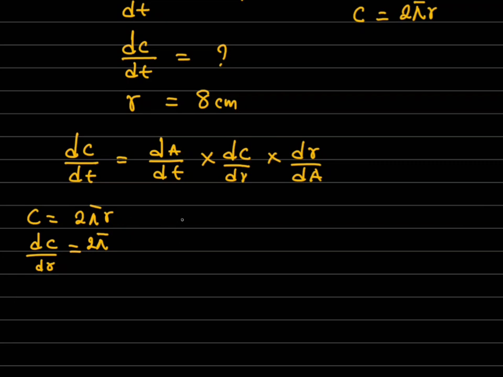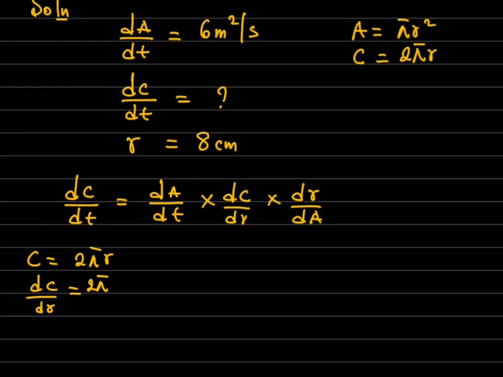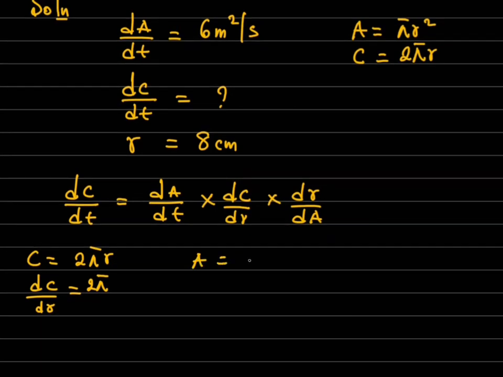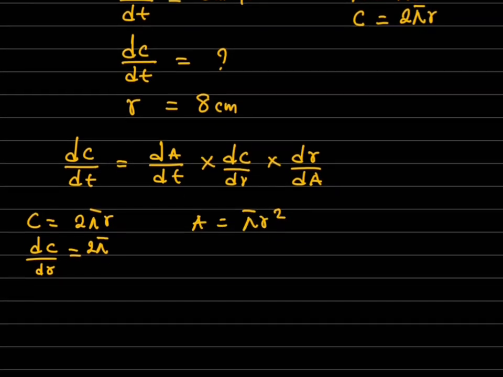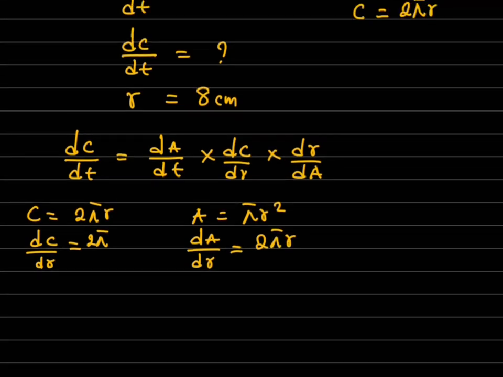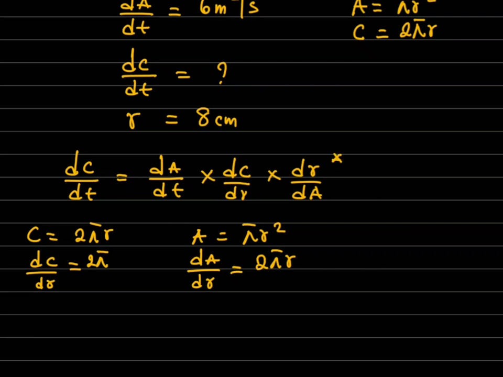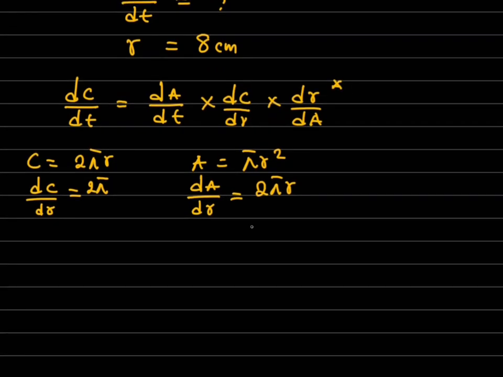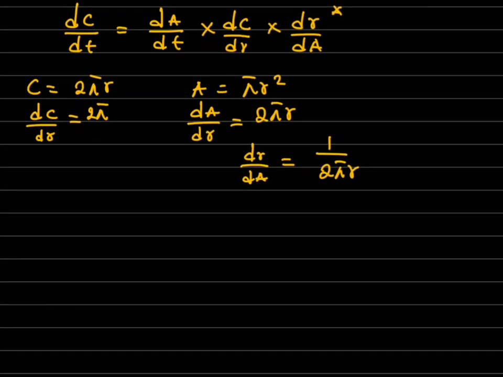Then let's go to the A. We have A is equal to pi r squared. So therefore, dA by dr will leave us with 2 pi r. But if you check here, it is dr by dA. So inverting it, dr by dA will leave us with 1 over 2 pi r. So it appears we have everything that we need. So let's move and substitute.